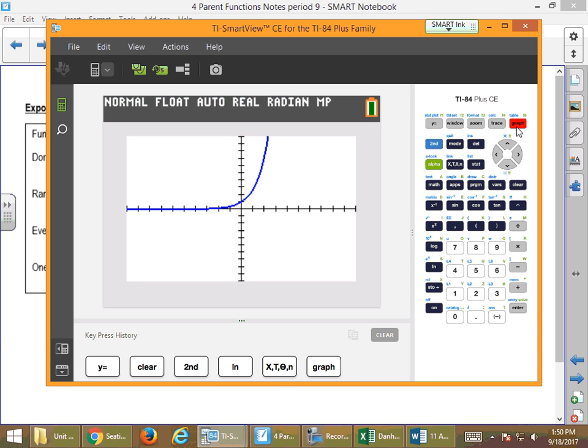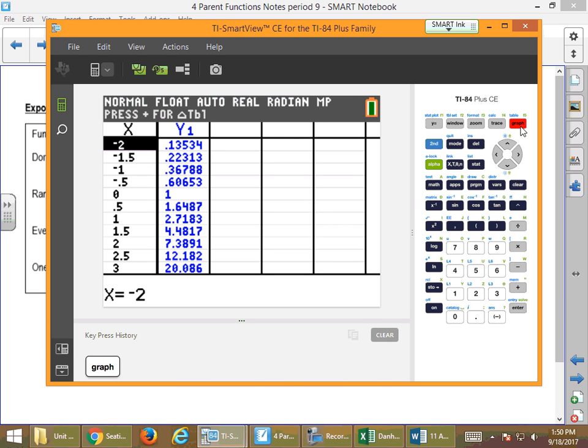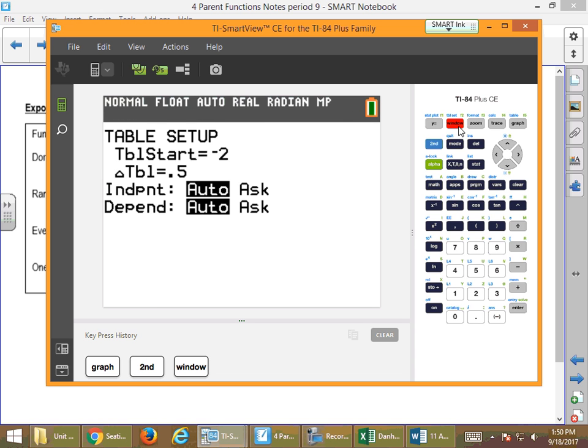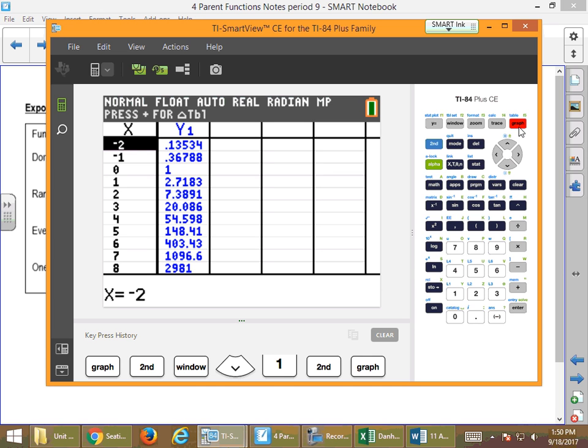And then what we did is we wanted to come up with a couple key points, so we went to our table, and I think I have some extra points left up there, so I'm going to change that. I'm going to go to second, table set, and I'm going to go in increments of 1 here, which is what I just put in. Change in table is 1, to maybe get some better values here. And in general, I like to graph points that are whole number points. It is not possible on this function.